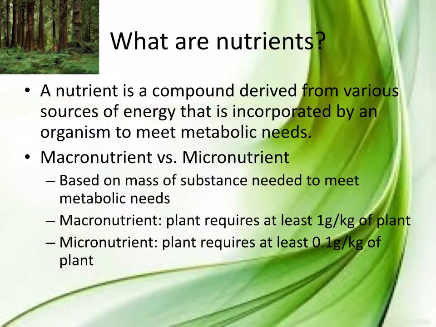So what are nutrients? A nutrient is a compound derived from various sources of energy that is implemented into an organism's metabolic needs. So we have macronutrients and micronutrients, and these are based on the different masses needed by the organism. A macronutrient is one that is required at least 1 gram per kilogram of plant. A micronutrient, on the other hand, is required by the plant at least 0.1 gram per kilogram of plant.